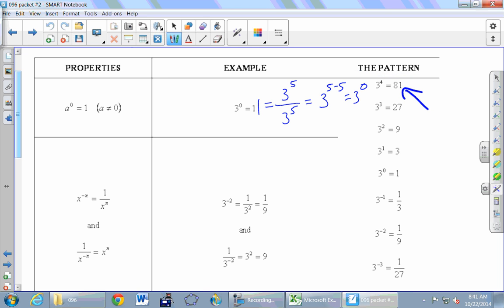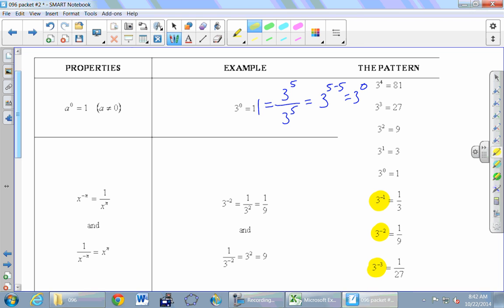So 3 to the 4th, everyone agrees, is 81. And 3 to the 3rd is 27. 3 squared is 9. 3 to the 1st is just plain old 3. What did we define 3 to the 0 to be? 1, because we said any number raised to the 0 is 1. So far, so good. What we have yet to define is something that looks like this: 3 to the negative 1st power, 3 to the negative 2nd, 3 to the negative 3rd. We're about to define what those things mean. Negative exponents we're seeing for the first time.